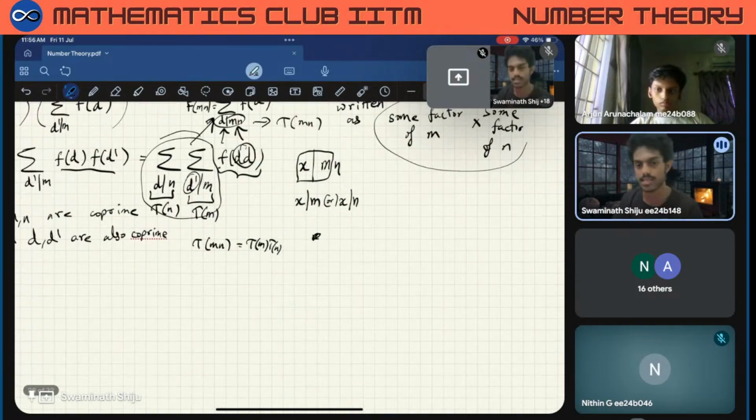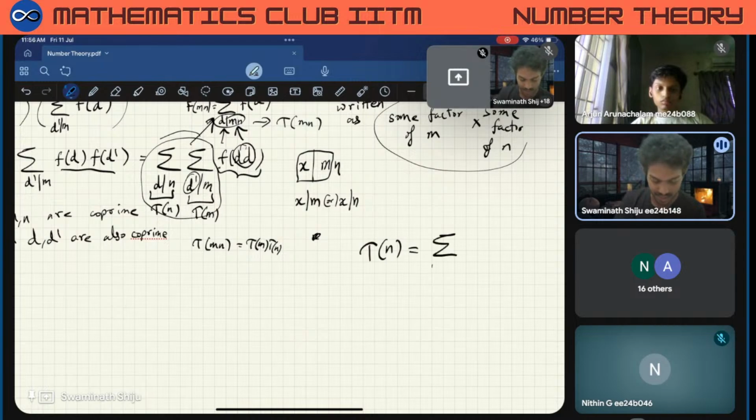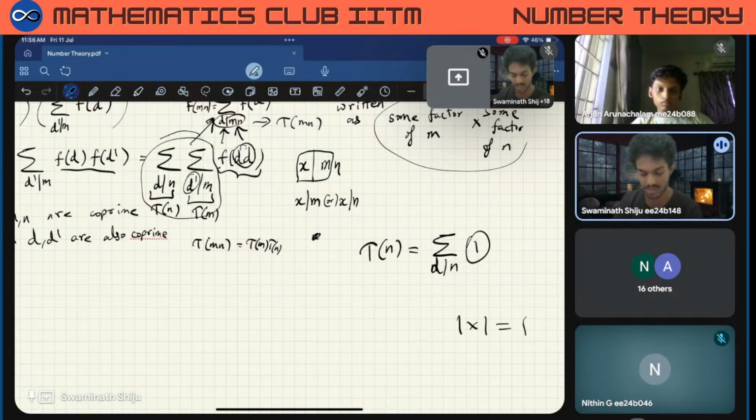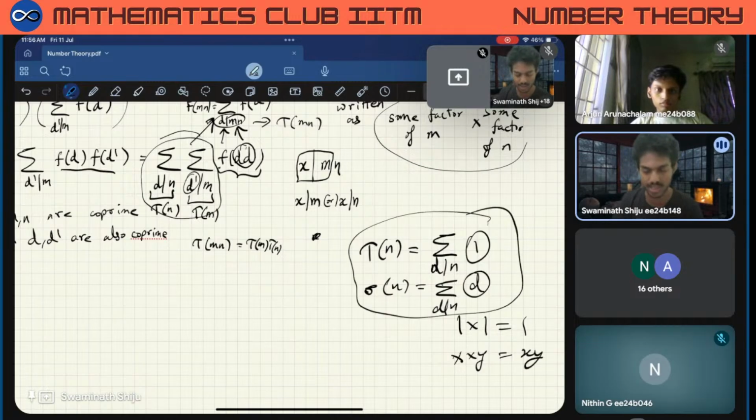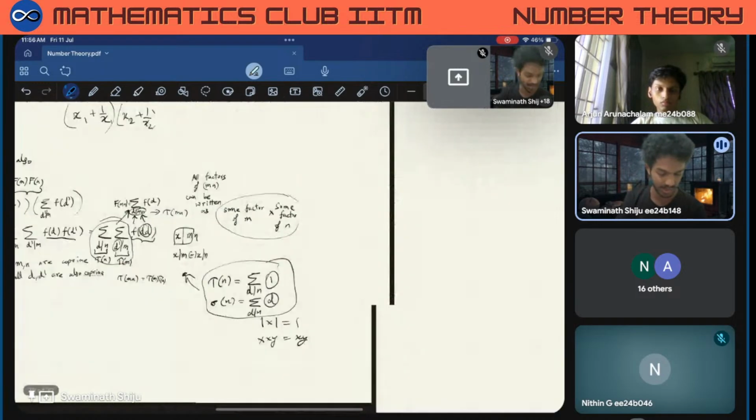And you can see that this is true. Like before, when we defined tau n, we defined it as the sum over d dividing n of 1. Here 1 is clearly a multiplicative function. 1 into 1 is always 1. GCD or not doesn't matter. Similarly, sigma n is also multiplicative, because here d is the identity, so x into y is always equal to xy. So we already saw that this is a possible thing. Now we proved that it's true.